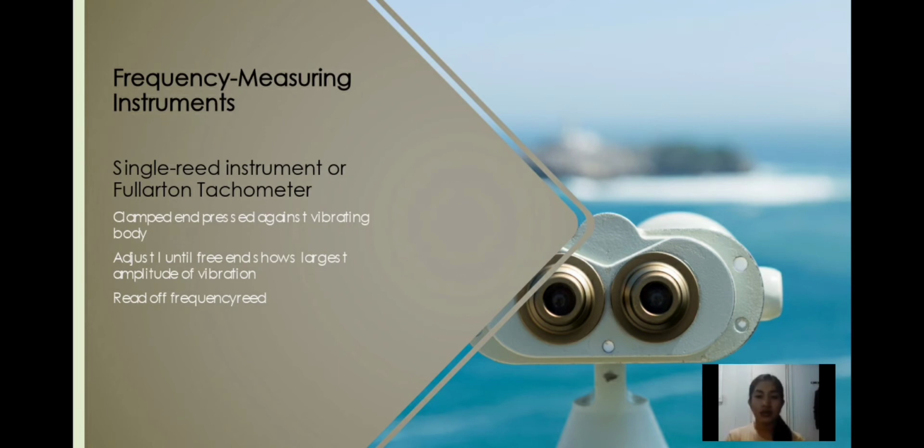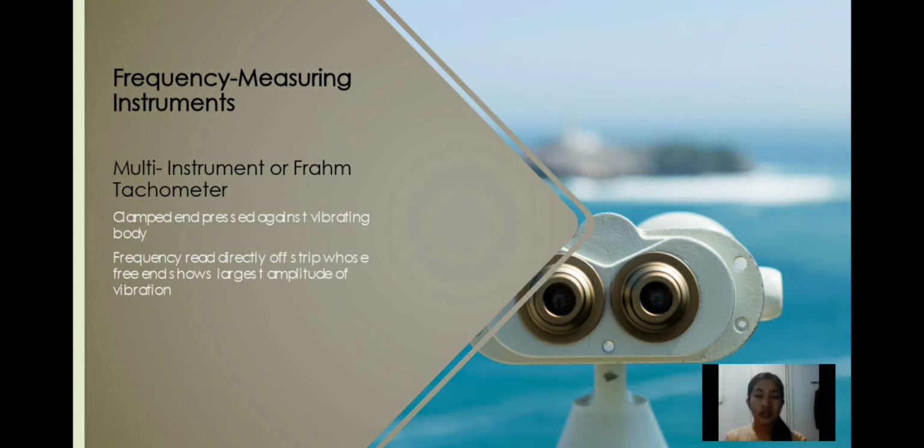Next one, frequency measuring instruments. Single reed instrument or Fullarton tachometer. This is clamped and pressed against the vibrating body. Adjust it until the reed shows the largest amplitude of vibration.